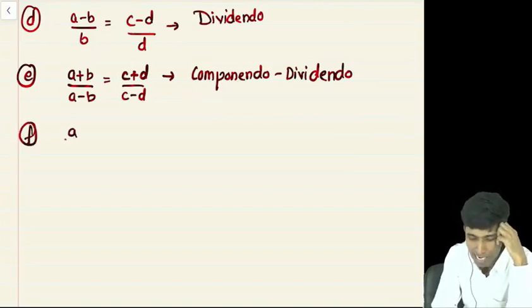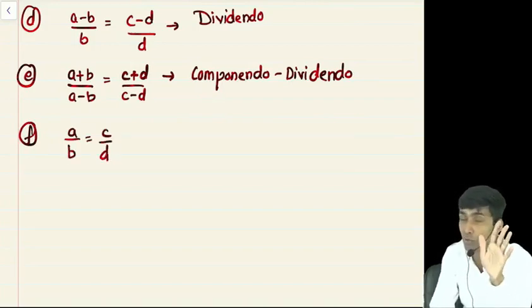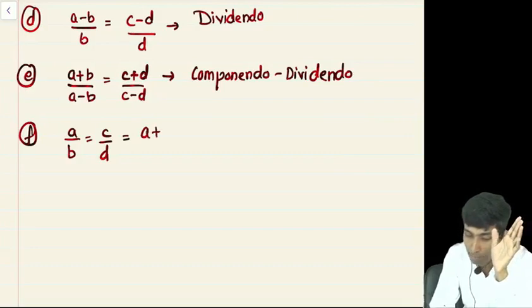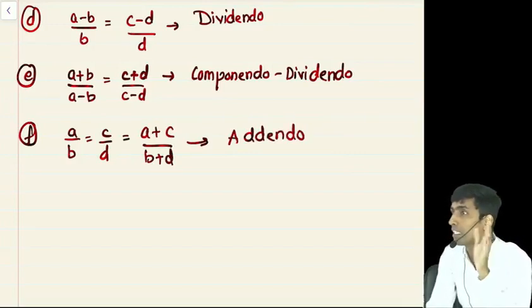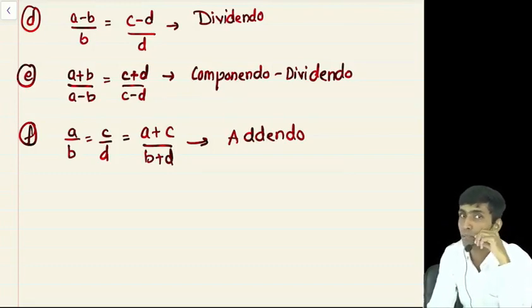If A by B is equals to C by D, this is also equals to, listen carefully, A plus C upon B plus D. What is this? Addendo. Numerator plus numerator, denominator plus denominator, again it will be in proportion. This is called addendo.